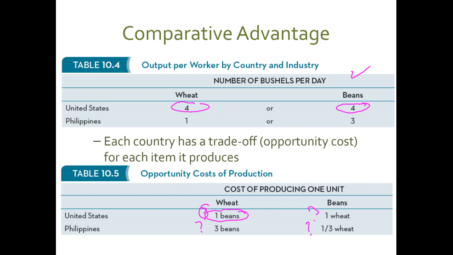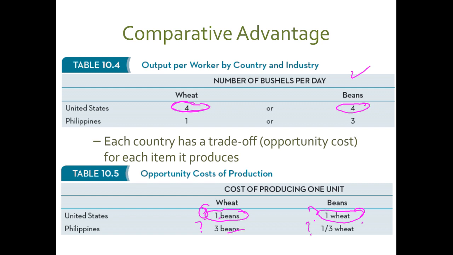If you want to write a number here, this is the bean column. So you just take the wheat number first, 4, and then divide by 4, luckily 1, because both are the same. So 4 divided by 4 is always 1. That's why you have 1, 1.